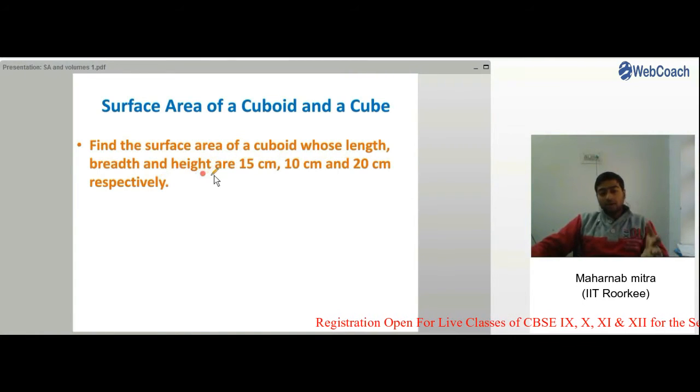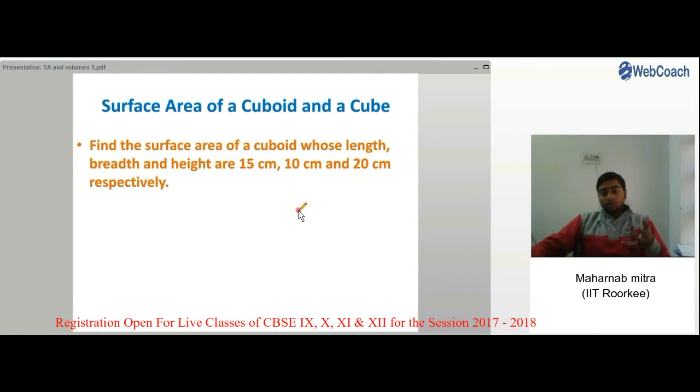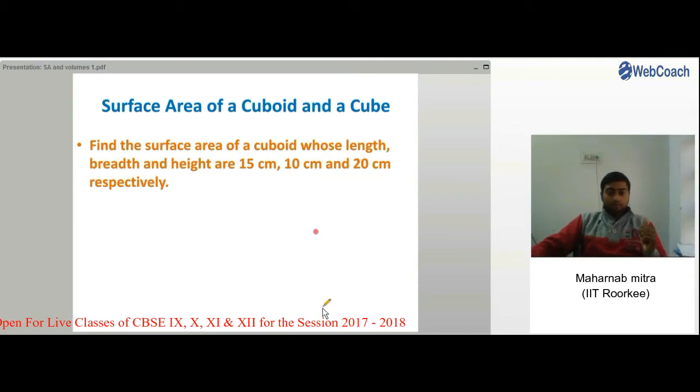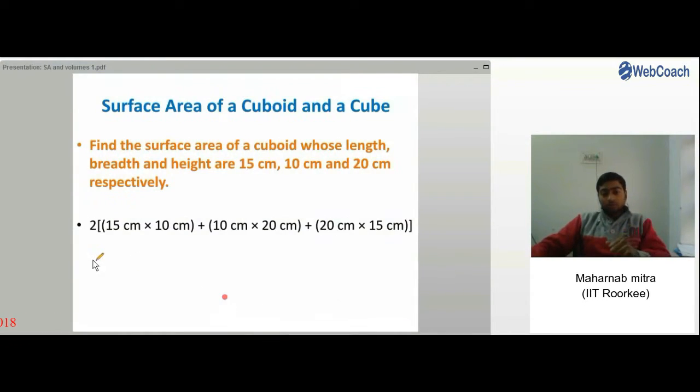Find the surface area of a cuboid whose length, breadth and height are 15 centimeters, 10 centimeters and 20 centimeters respectively. So we are given the dimensions of a cuboid. So what we do, we directly put the values in our obtained formula. You can see we have multiplied two terms at a time: 15 centimeter into 10 centimeter first, then 10 centimeter into 20 centimeter, then finally 15 centimeters with 20 centimeters, right?